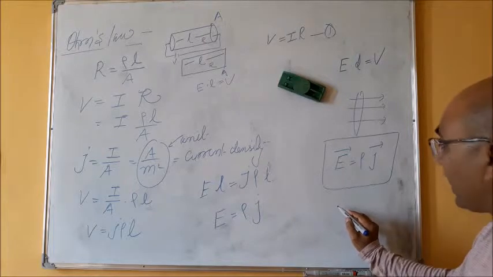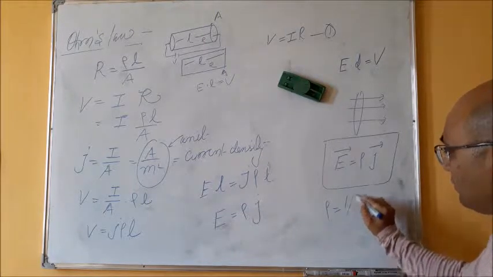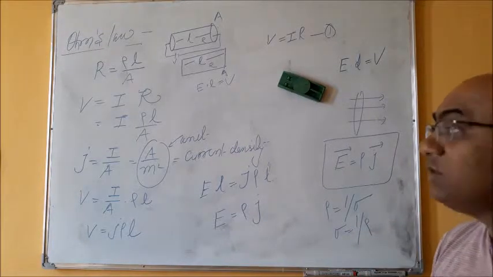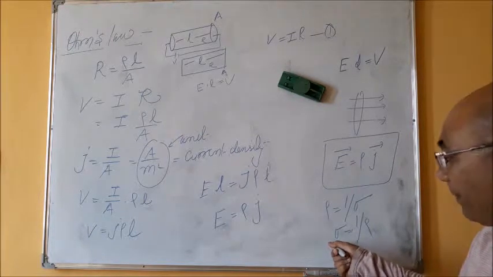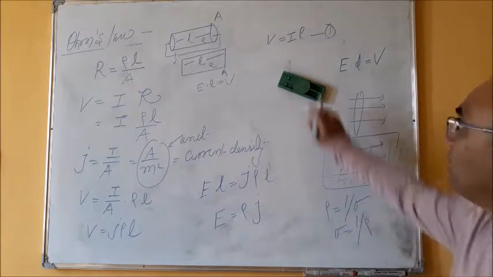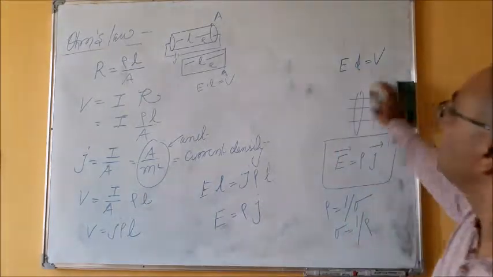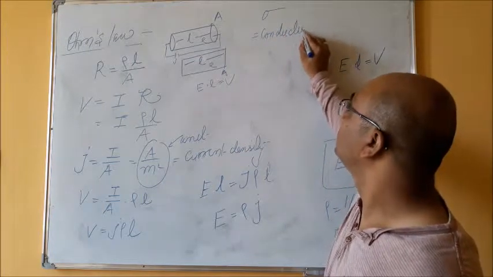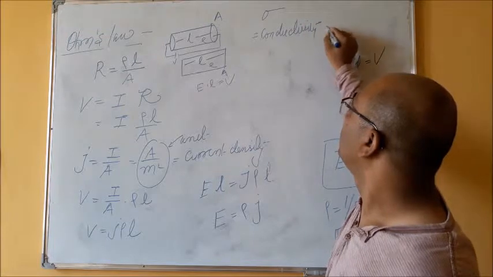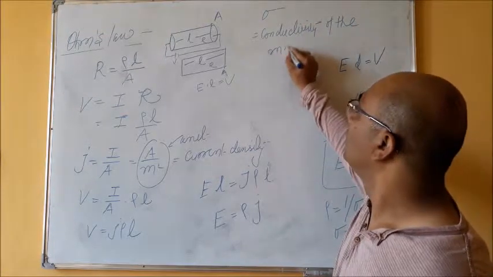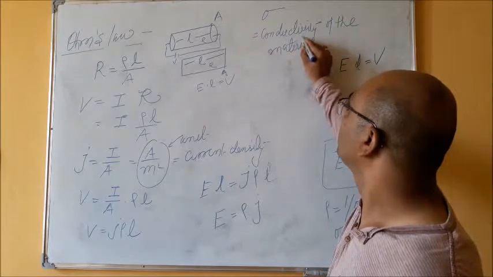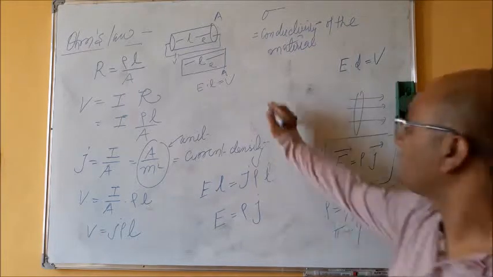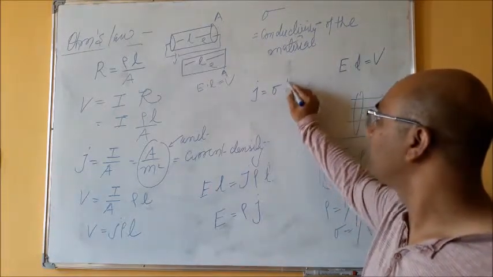Again, I can write rho is 1 upon sigma, or sigma is 1 upon rho. I am introducing a new parameter. This parameter sigma is called the conductivity of the material. So if I put the value of sigma here, I will get J equals sigma E.